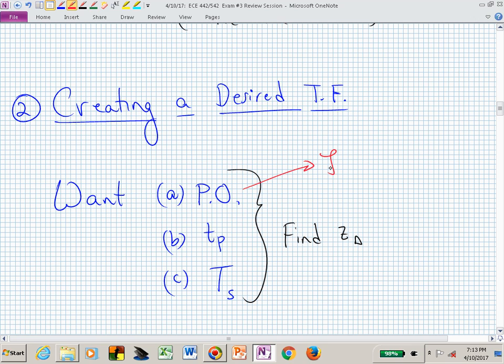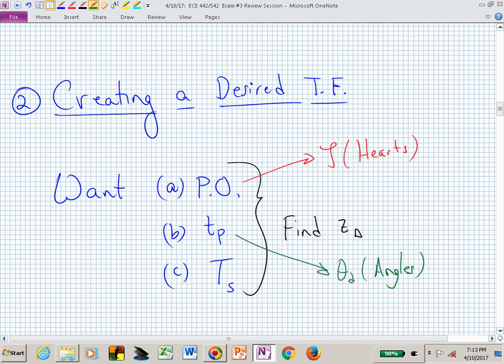This is now our zeta, or this is now our hearts. So those are now red. What about peak time? This is now angles, or theta sub d, or wedges, and our settling time. Those are the r, or the circles.